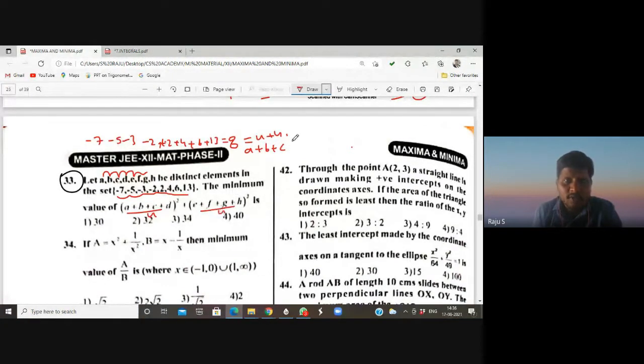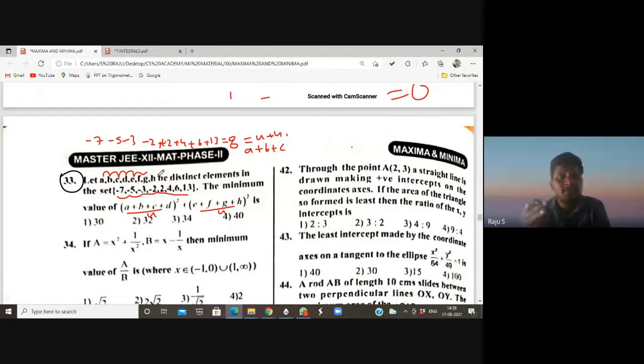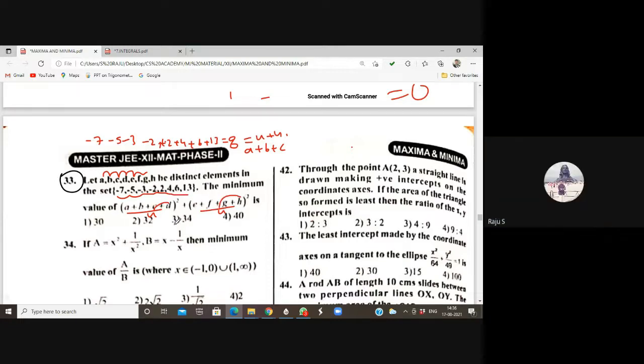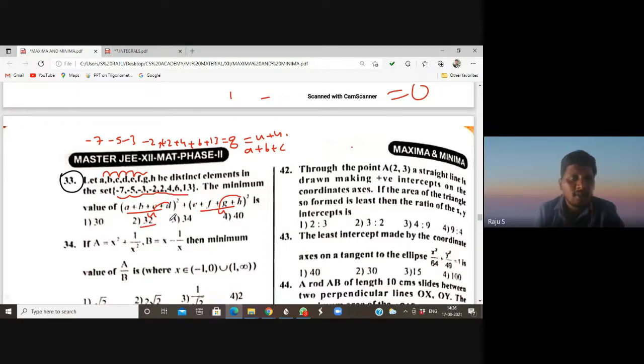Yes, we can take that, because A + B + C + D + E + F + G + H is 8, and I divided that into 2 parts, 4 and 4. Now what is 4 square? 16. What is 4 square? 16. 16 plus 16, 32. If you take any other value, you won't get this, because the sum is 8, no? If you take 4 and 4 alone, we'll get the 32 option.